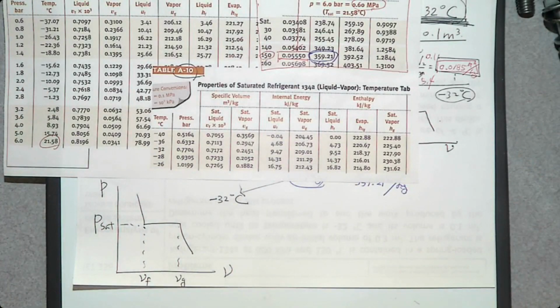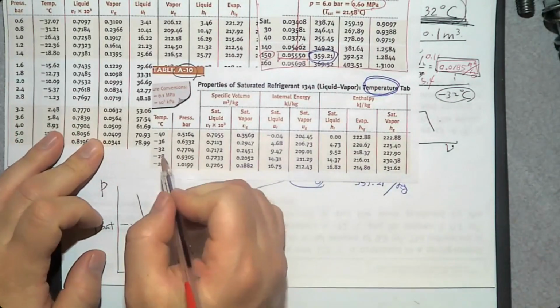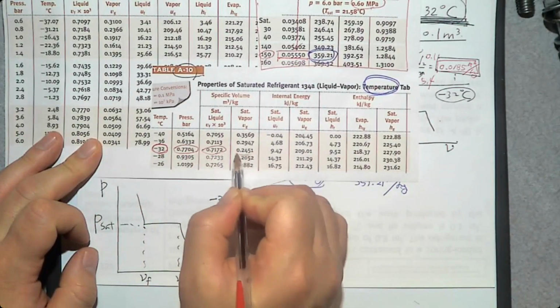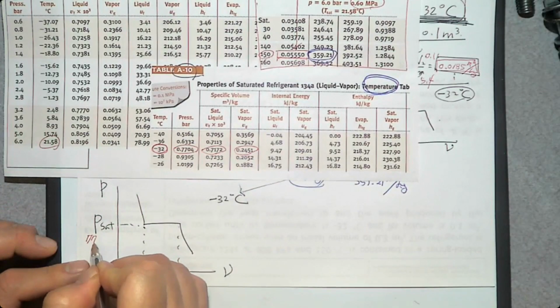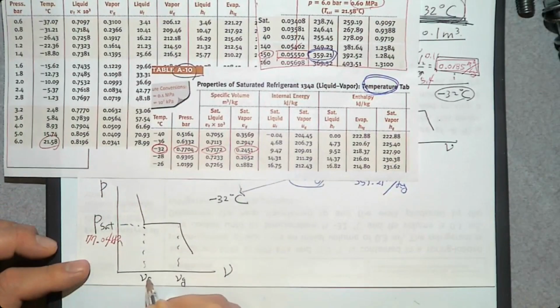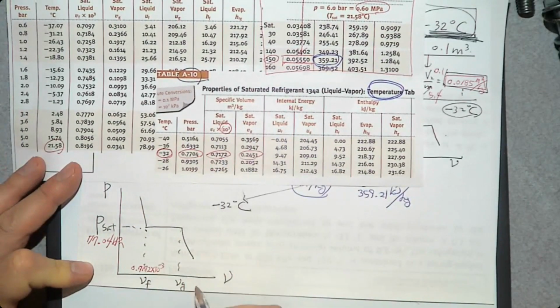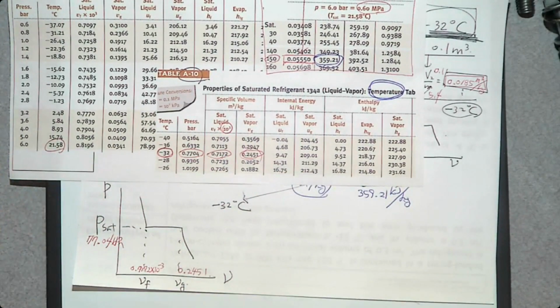How can you find them? From this table A-10, temperature table. So in this temperature table, we know there is minus 32. So this is Psat, this is vf, this is vg. So Psat is 0.77 bar, so it's going to be 77.04 kilopascal. vf is this number, 0.7172 times 10 to the minus 3, and vg this number, 0.2451. So that's how you complete the Pv diagram.